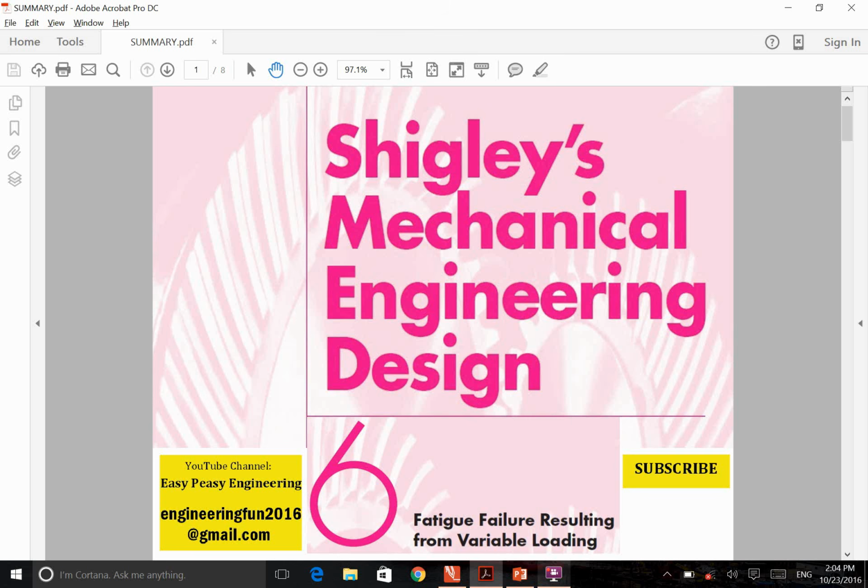All the graphs, tables, and figures that I'm going to show here and refer to have been taken from the 10th version of Shigley's book.